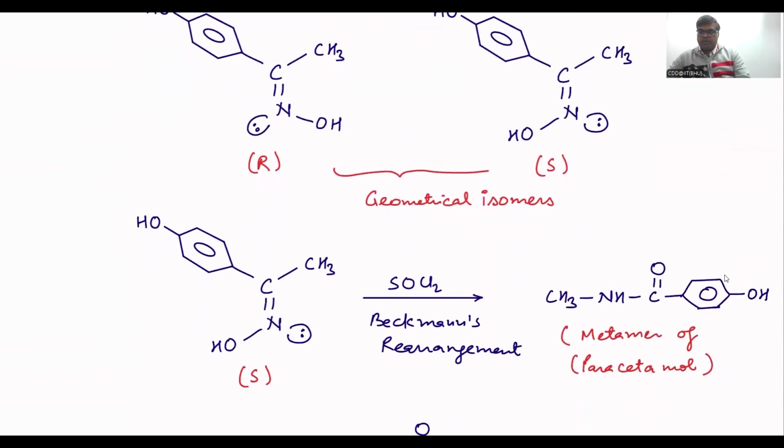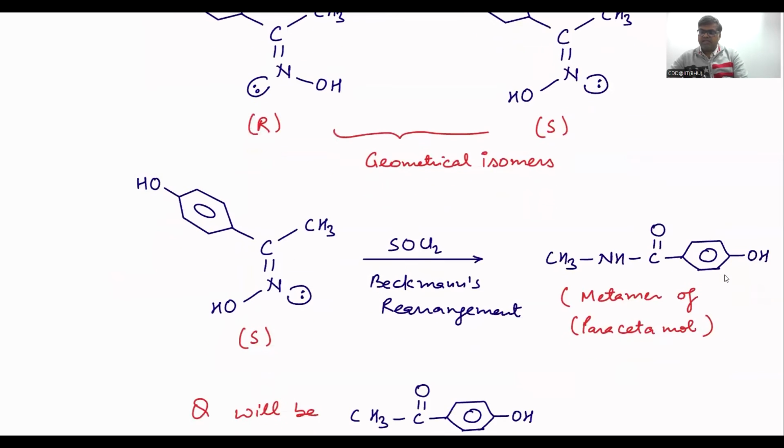Then if we start with S, it will react with SOCl2 and Beckmann's rearrangement will take place. So this product will be formed. You can easily notice in this case, since CH3 is anti to the OH group, CH3 will bond with the NH group. And if you compare this product with paracetamol, it will be a metamer of paracetamol because around the NHCO group, we have changed the valencies.